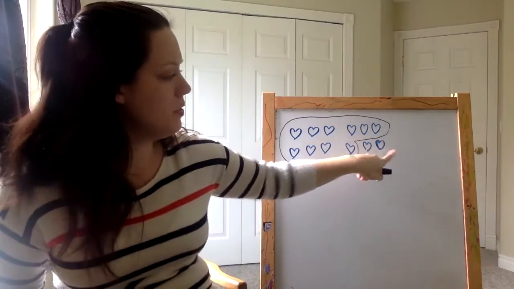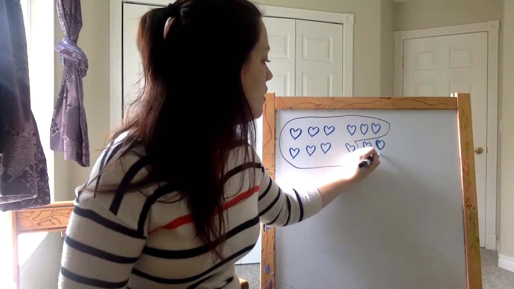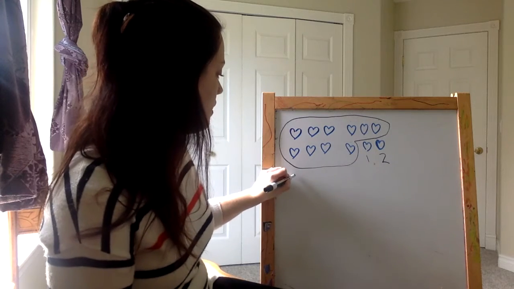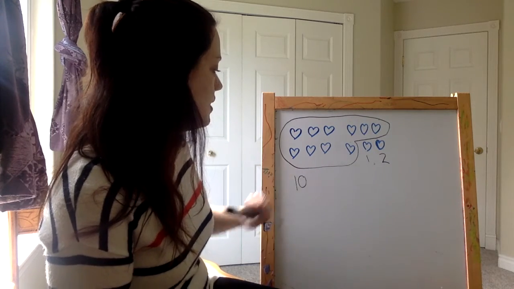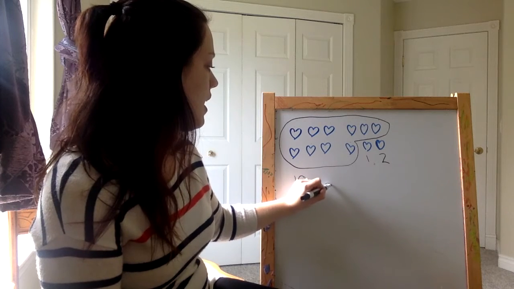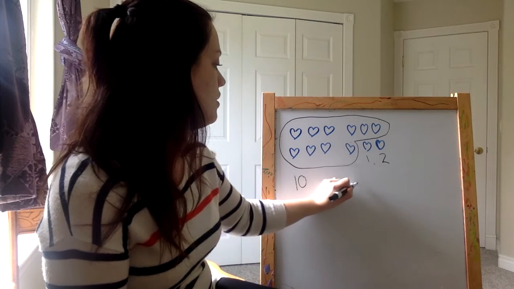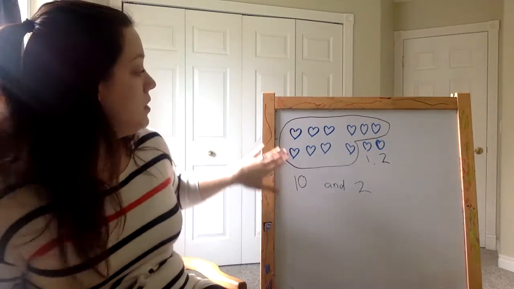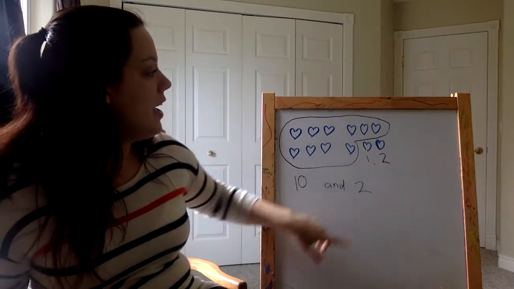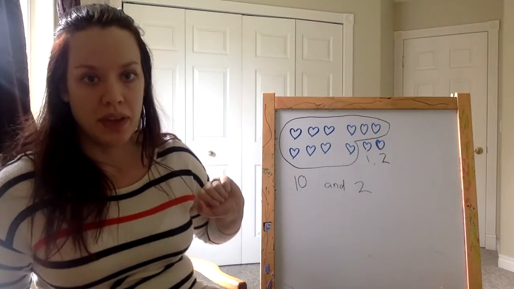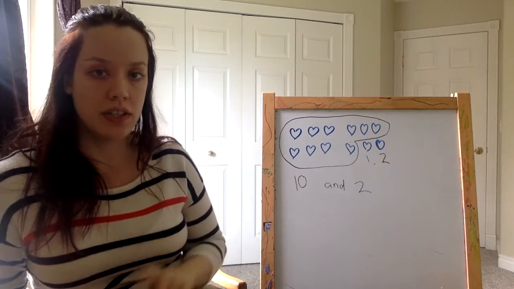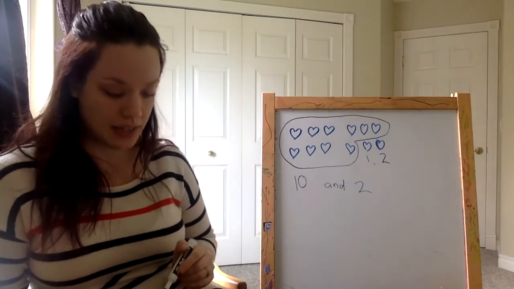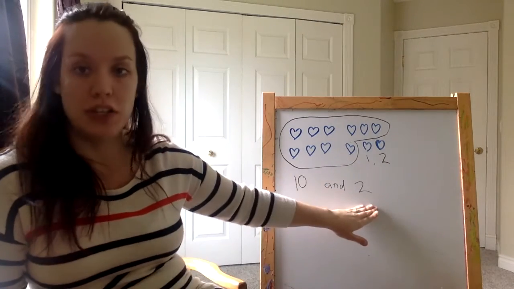And then how many extras do we have there? 1, 2. We would write this number as 10 and 2. Okay, so in your worksheet today, you're going to need to do some circlings of tens and then counting the extra. But you don't need to cross off any of the extras. You don't need to circle them. Then you'll need to choose the correct number. This one was 10 and 2.